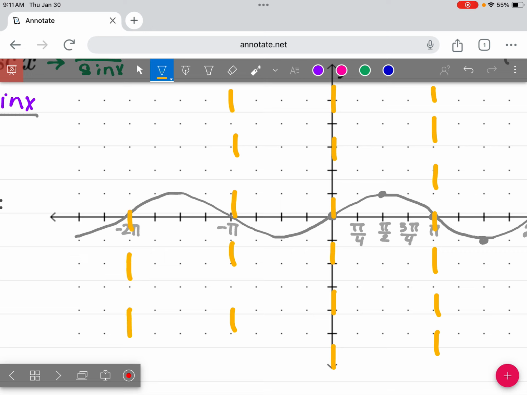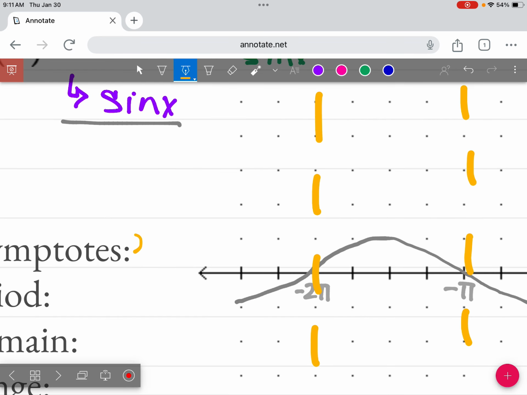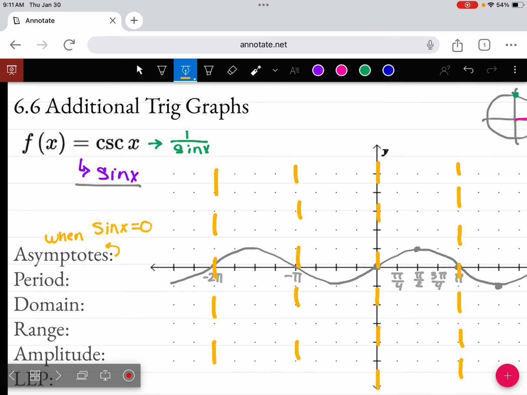Because we're going to take the reciprocal to get cosecant. But if I divide by 0, we get undefined, right? If it's undefined, I can't have a point there. It's going to turn into an asymptote. So I'll just write down, our asymptotes are going to come from when sine of x equals 0. Which I'm going to show you how to write what we actually want here in a second.